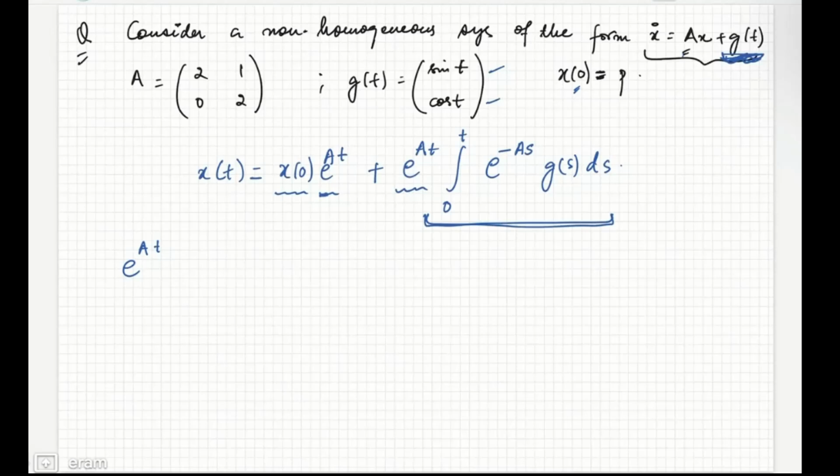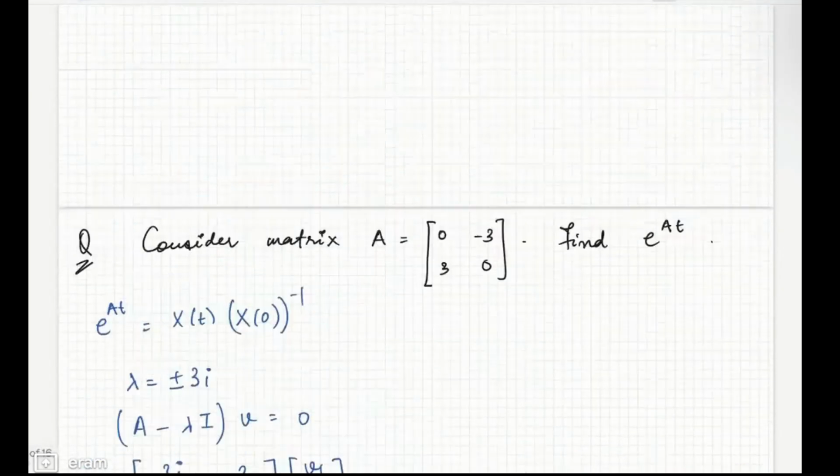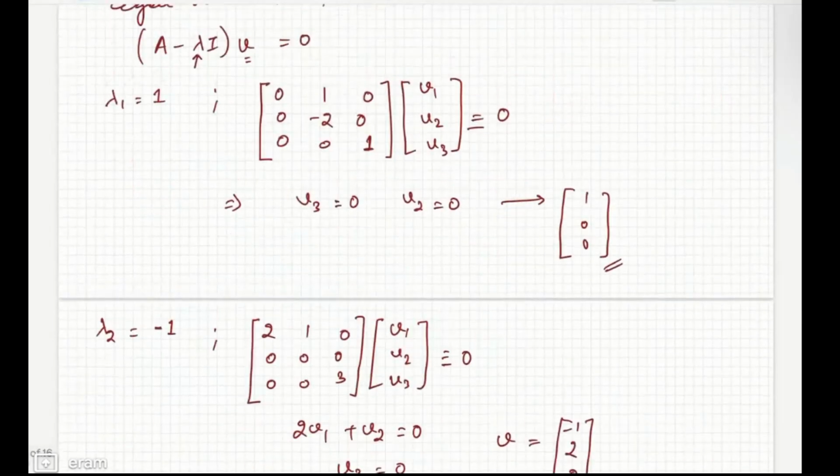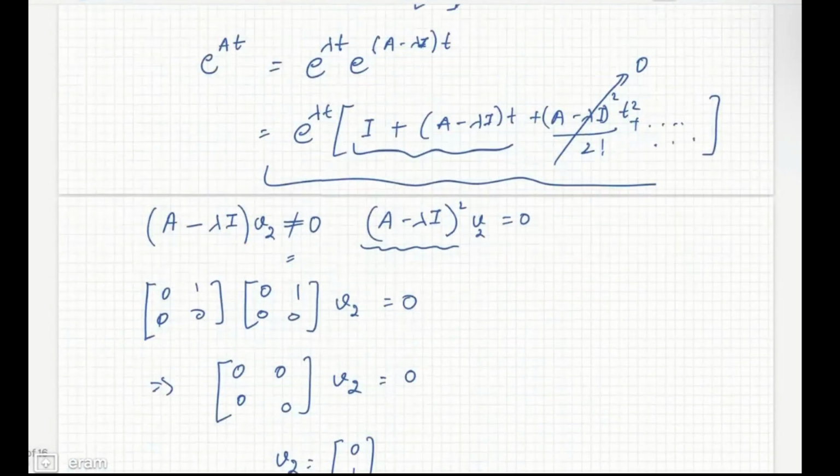Now in order to calculate e to the power At, or the state transition matrix, what we need to calculate first, obviously, are the eigenvalues. And since it is a triangular matrix, the eigenvalues are nothing but 2, 2, which are repeated, and we have to proceed this way for the repeated eigenvalues, like we have done for this problem. Okay, for repeated eigenvalues we have to proceed in this way.